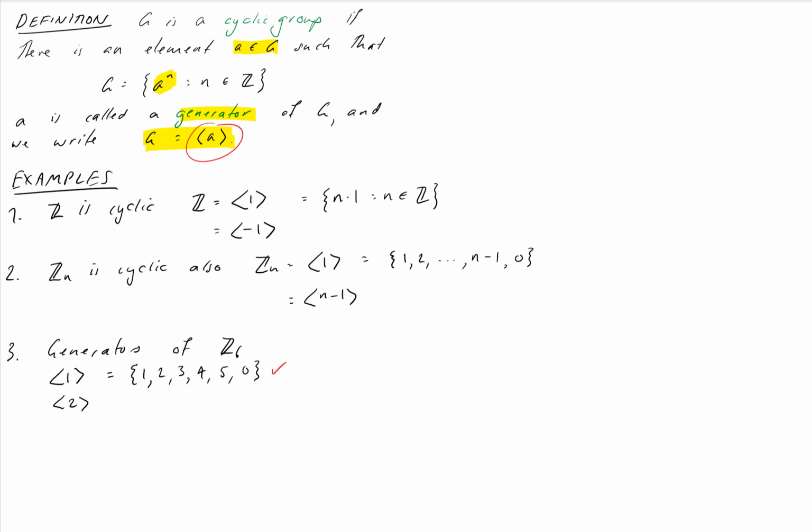Is 2 a generator? Well, again, I'll start with 0. Add 2, add 2 again gets 4, add 2 again gets 6, which is back to 0. So 2 is not a generator.